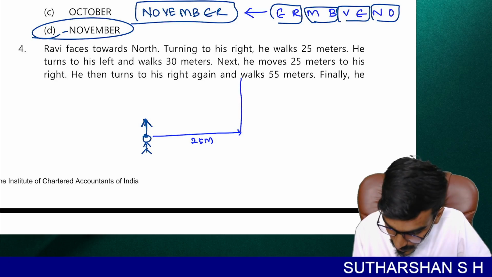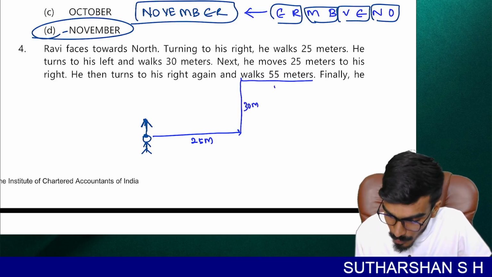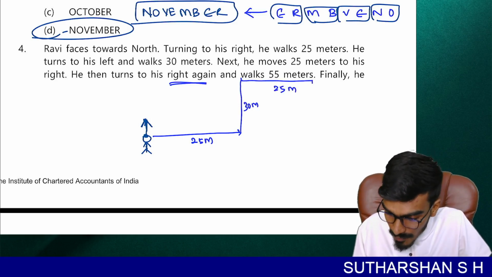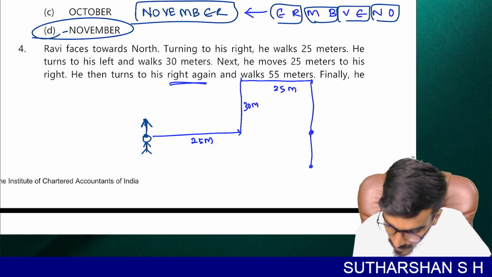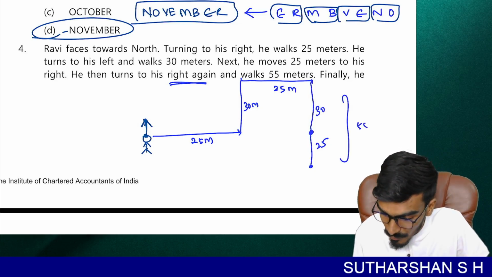Okay, and walk 30 meters. Next he takes a move towards east and walks 25 meters, and he then turns right again and walks 55 meters. First I need to cover this 30 and again 25. So this is 30, this is 25. So put together, 55 done.